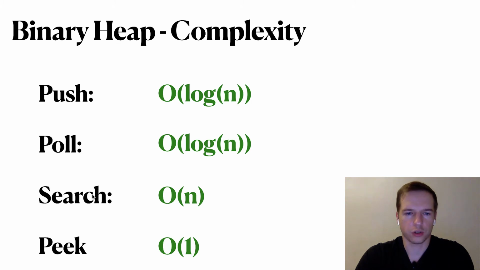And yeah, search will be big O of n, because we can't search efficiently in this. We need to go through every element and compare it. And peek will cost us nothing, because we won't change the heap. We won't need to re-heapify it, and that's why we just return the first element and it's constant time.